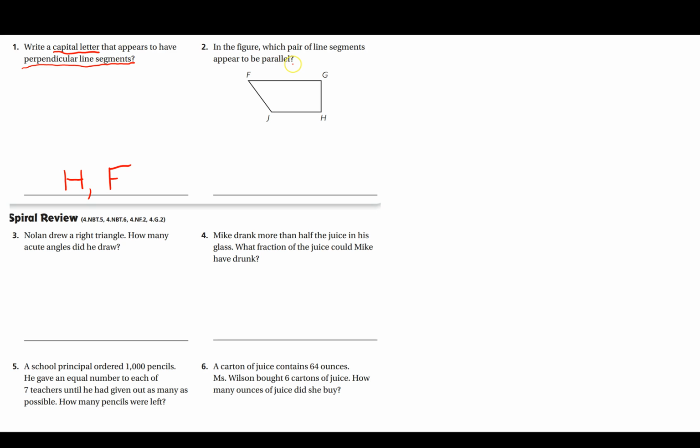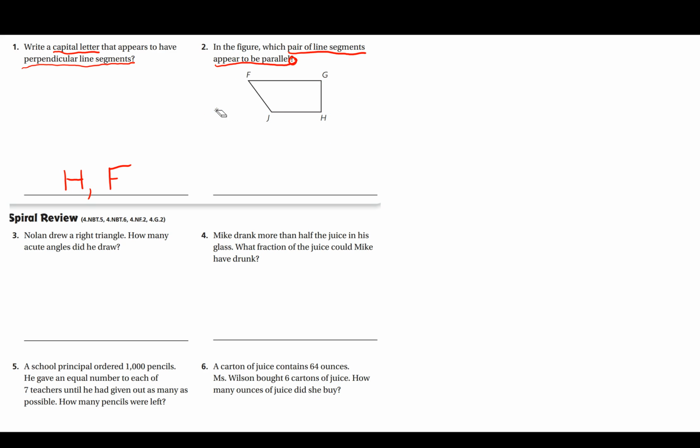In the figure, which pair of line segments appear to be parallel? So again, parallel, two lines that will never intersect if they continue on. So we have line segment FJ, but if we continued FJ on, it would eventually intersect with line segment GH. So those two are not going to be parallel. Line segment FG, if it were to continue on in both directions, would never intersect with line segment JH if it continued on in both directions.